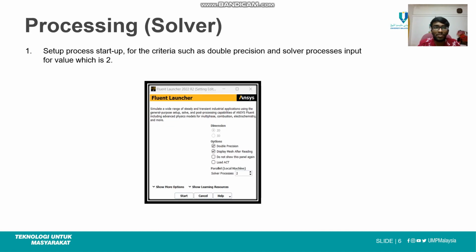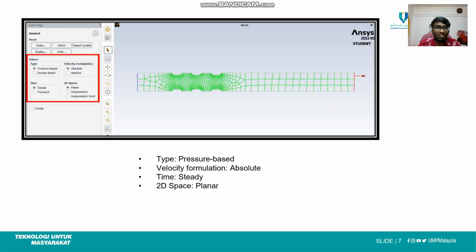Now let us look at the processing, which is the solver. First we need to set up the startup criteria such as double precision and also the solver processing option, which is 2. Then we check the general option, where the type is pressure-based, velocity formulation is absolute, time is steady, and the 2D space is planar.